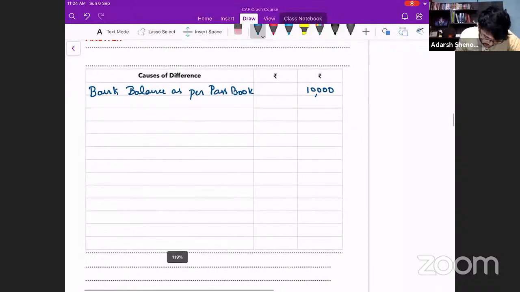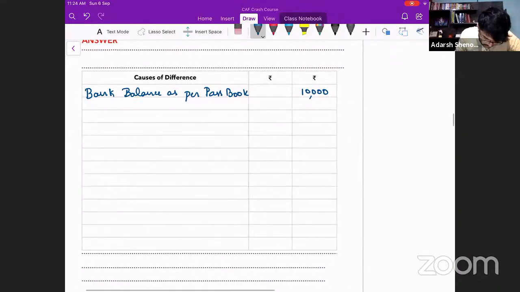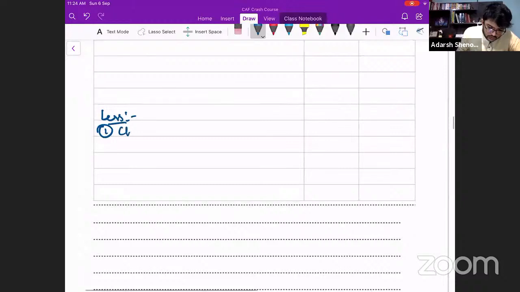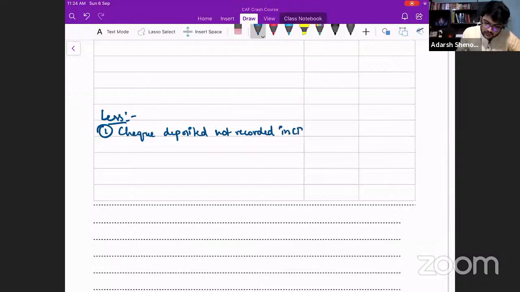I'll use some lines for additions and I will write this over here. Less: check deposited not recorded in CB. How much is the amount? 500.